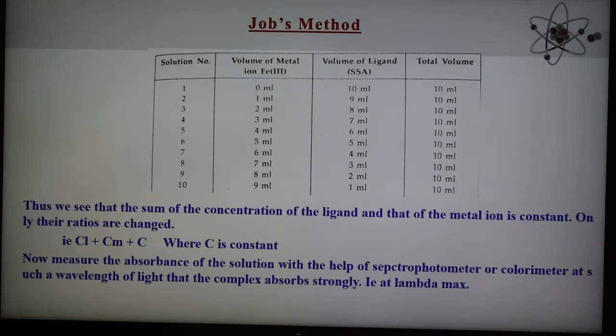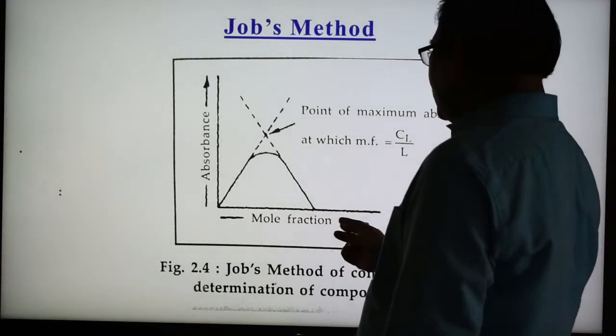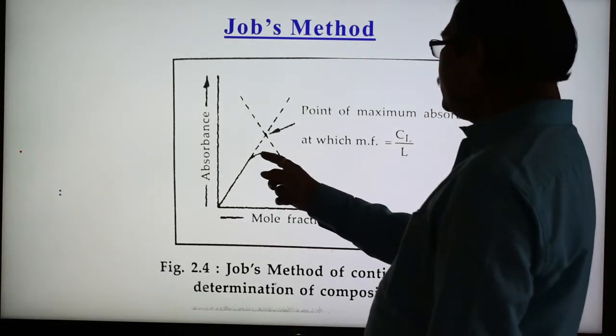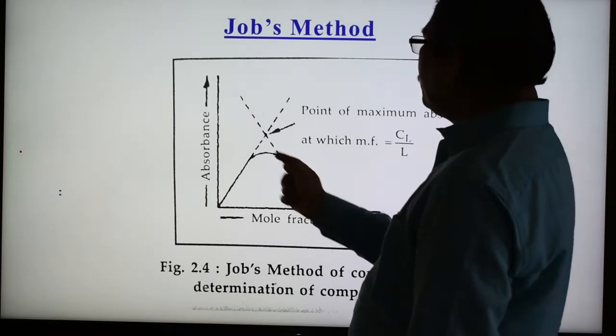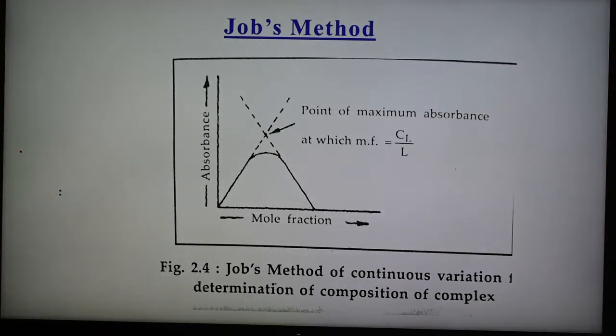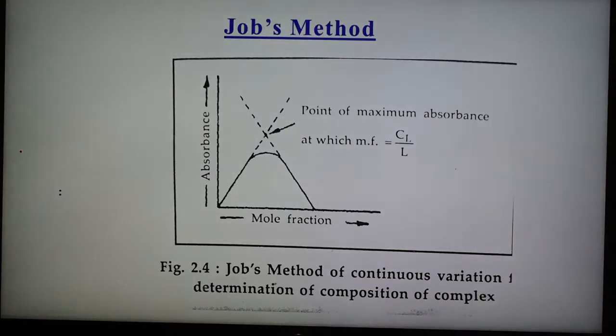Then we plot the graph between the mole fraction of the ligand and absorbance, and the curve is shown here. On this axis is the mole fraction, and here is the absorbance, and the curve is obtained in this way. A maximum is there, but there is no sharp maximum, so we have to extrapolate these two lines, this one and this second one. The point where the two lines cross is the point of maximum absorbance.